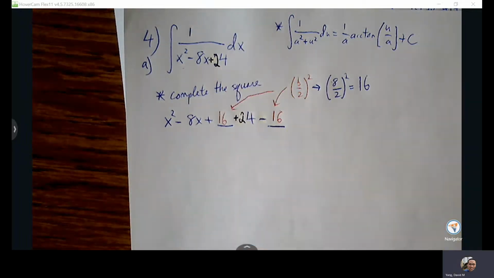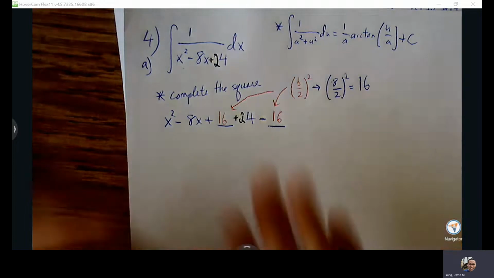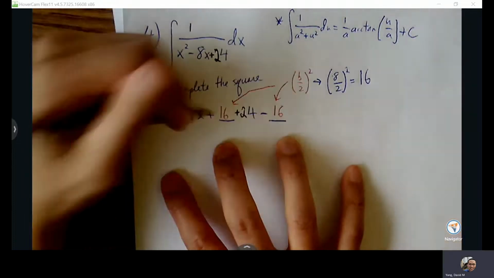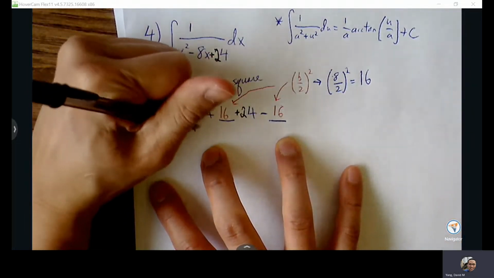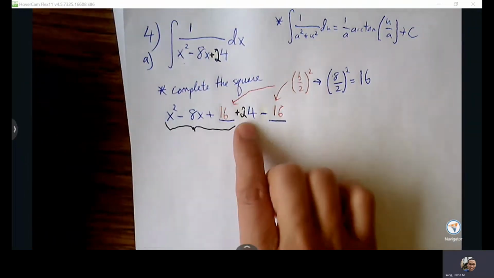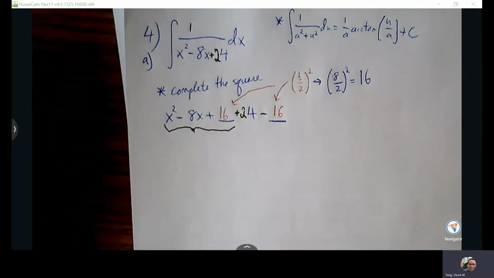Okay, everybody okay? All right, so this should be able to factor nicely. What multiplies to be 16 and adds to be -8?